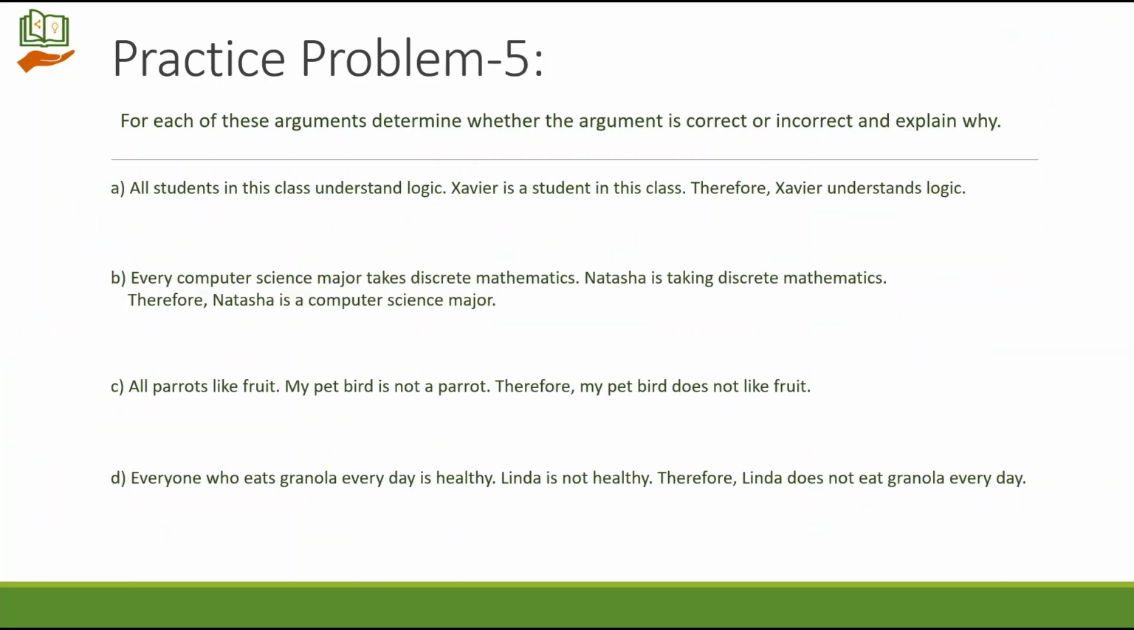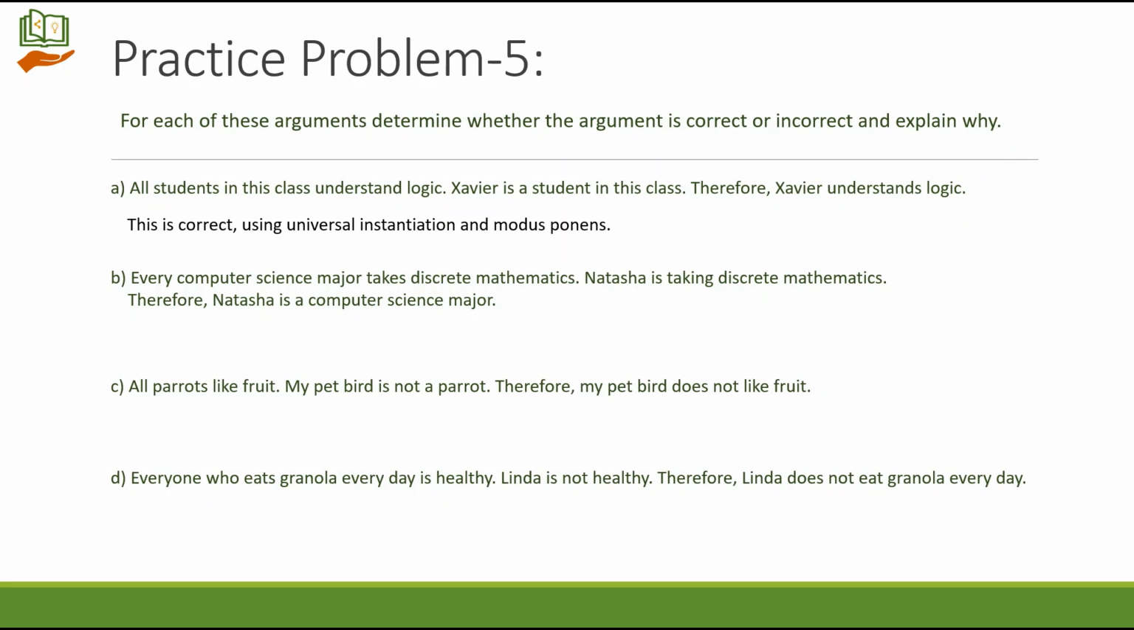Next problem. For each of these arguments, determine whether the argument is correct or incorrect and explain why. All students in this class understand logic. Xavier is a student in this class. Therefore, Xavier understands logic. This is correct. How? Using universal instantiation and modus ponens.